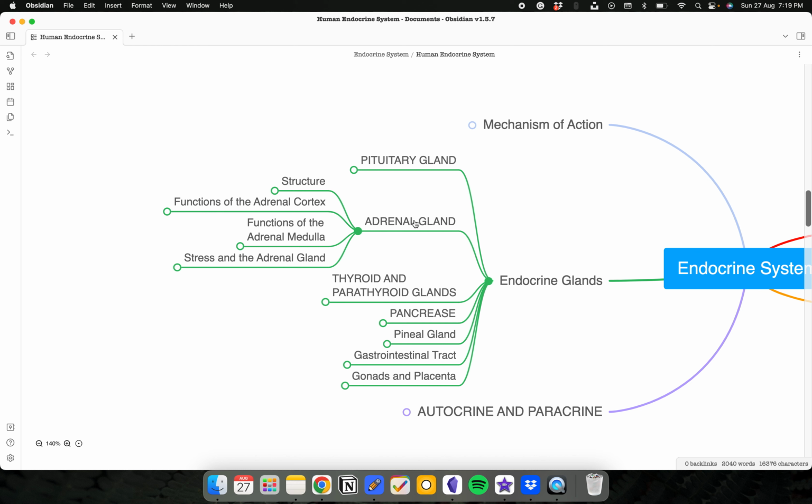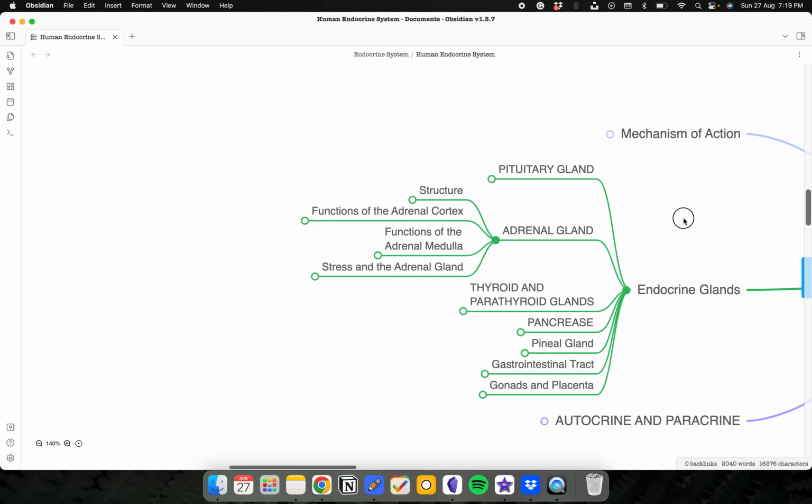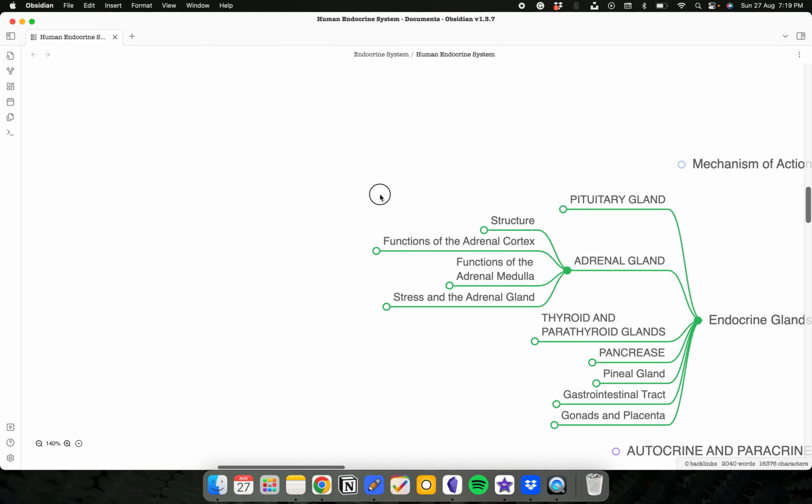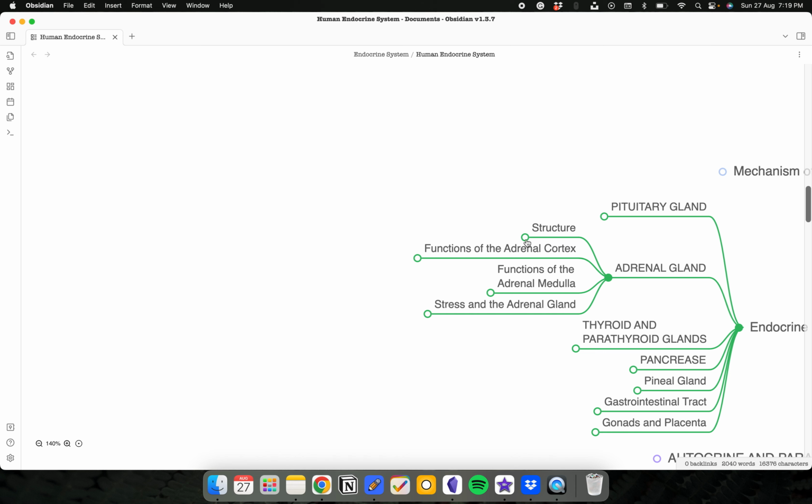So today we'll be discussing the adrenal gland. These four are our main agenda today. First, we'll look into the structure, which is really very intuitive. Second, we'll see the functions of the adrenal cortex, which is the outer part of the adrenal gland. Third, the functions of the adrenal medulla, which is the inner side of the adrenal gland, and how stress and the adrenal gland are related. This is very interesting.